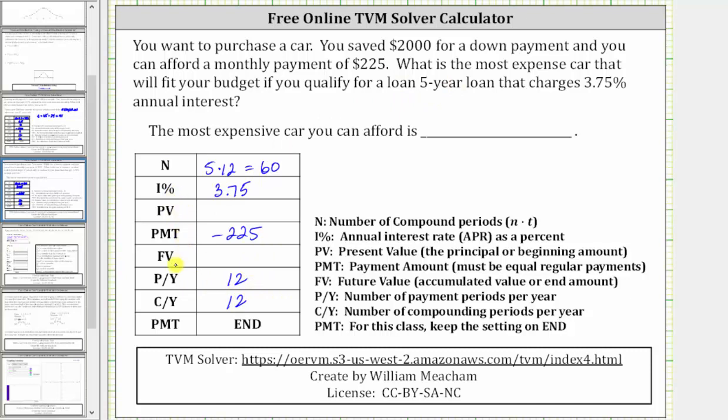Now, you need to be careful here. The present value is actually going to be the loan amount which we're solving for, and therefore we'll put a question mark here. The future value is the loan balance after the 60 months or 5 years. At that time, the loan is paid off, and therefore the future value is 0. And now let's go to our free online TVM solver and solve for the present value of the loan.